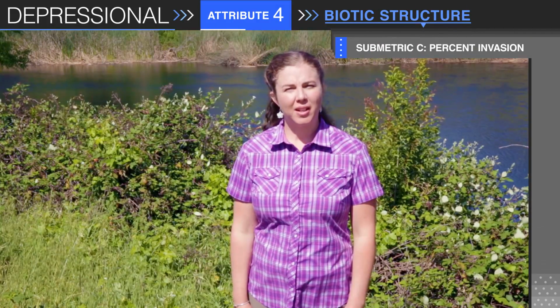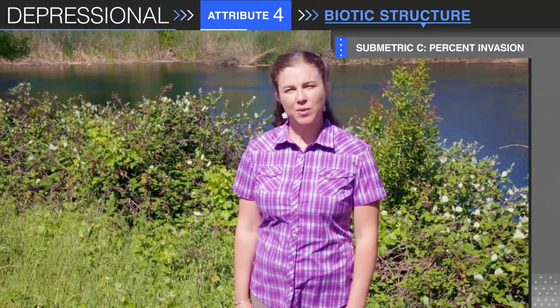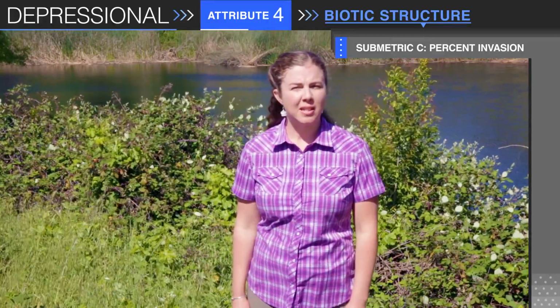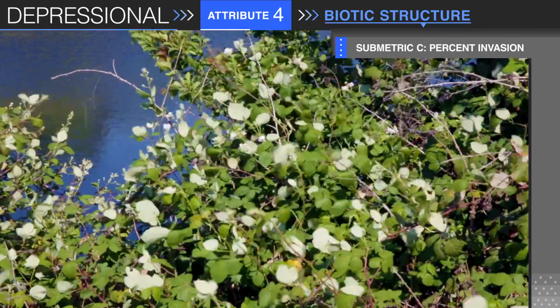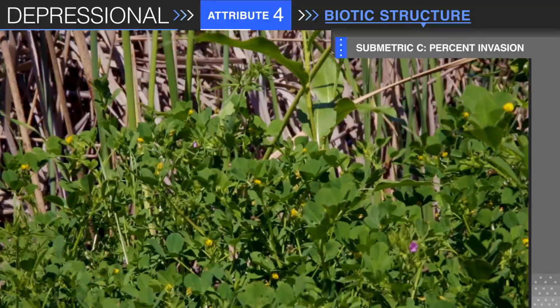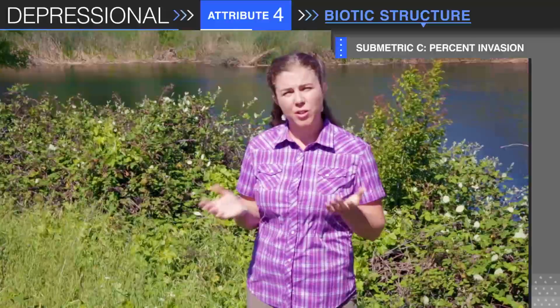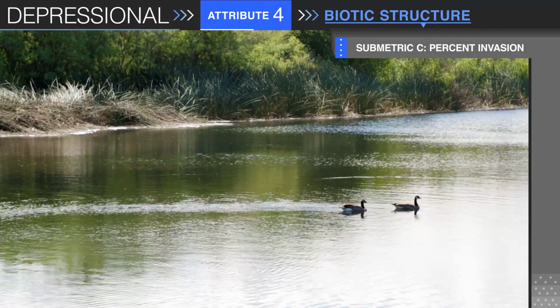The third submetric in the plant community metric looks at the percent invasion. To assess this metric, you calculate the proportion of codominant species which are invasive. Here at this site, we have Himalayan blackberry, an invasive species. We also had burr clover, which is another invasive species. So we had 2 invasive species out of 9 total, which gives us a B for this submetric.